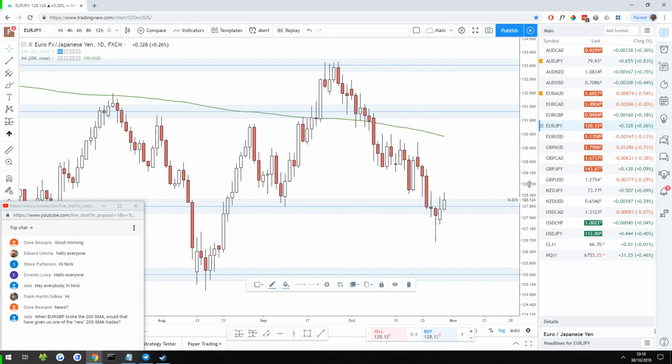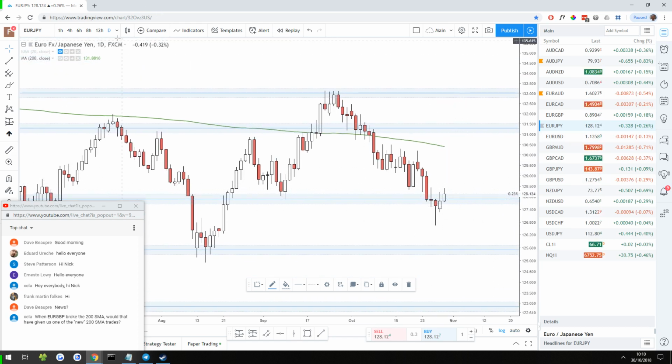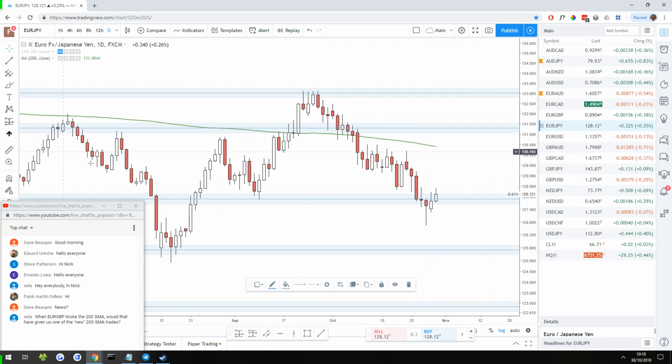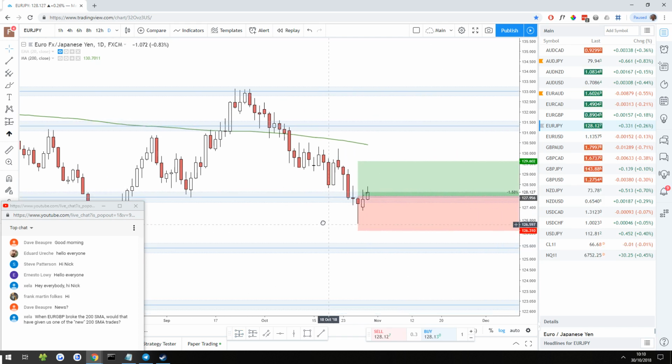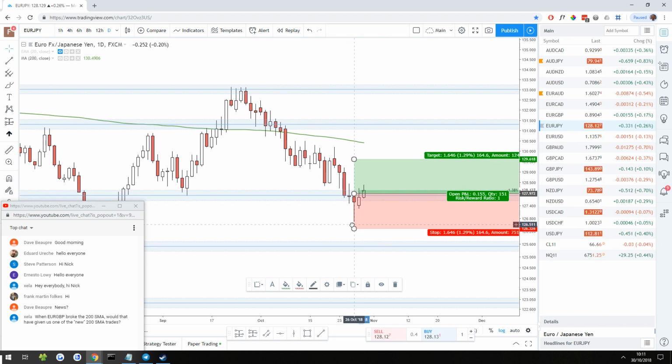EURJPY stalled out on top of the support area. Looks like it's turning around now. I was looking at this one earlier today when I got up, thinking it looks like it might be reversing here. Let me draw this in.